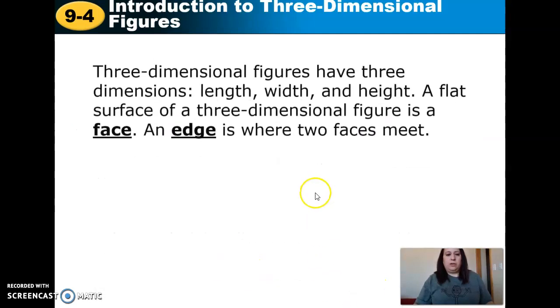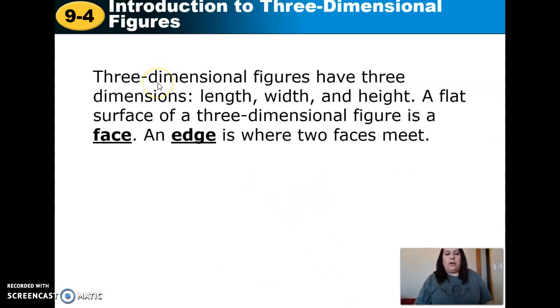Okay, so when you're talking about a 3-dimensional figure, there's going to be obviously 3 dimensions. There's going to be length, width, and height that's involved. And we're no longer looking at just a flat surface. We're looking at the entirety of a shape.